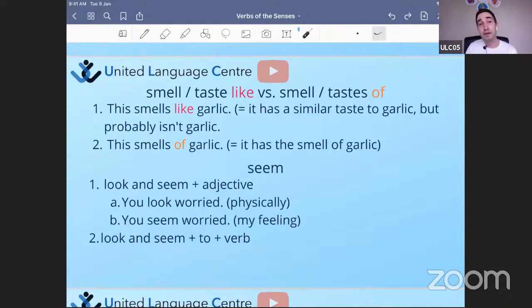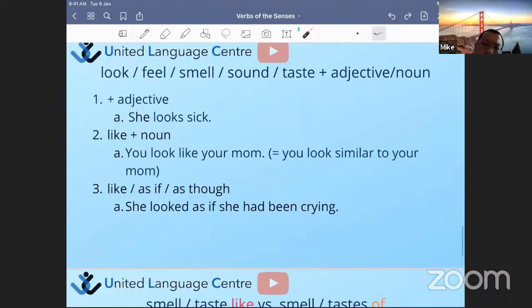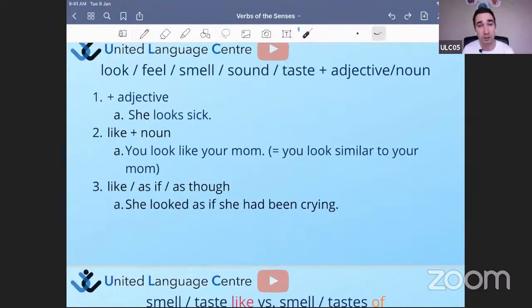Yeah, if I say I feel sick, it's okay. I feel sick means my feeling is sick, right? But I can't say I feel you are sick. No. I feel she is sick. No. I can say I feel like you are sick. I feel as if you are sick is fine. But I can't say I feel you sick.